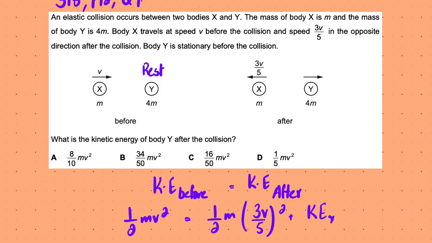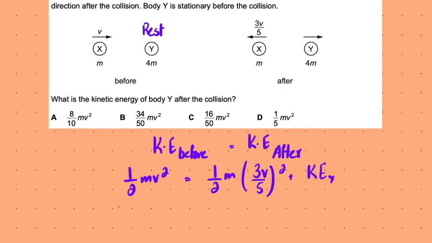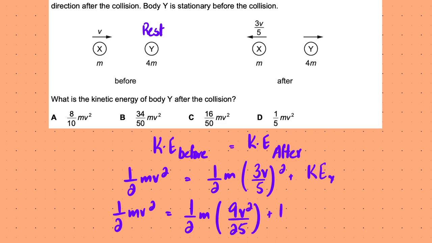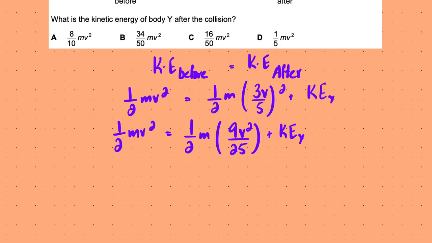So from here on out, this is just math. Half m v squared equals half m into (3v by 5) squared. So half m, and the square of 3 is 9, the square of 5 is 25, plus kinetic energy of y. Next step, you can just do some algebra. Kinetic energy of y would be half m v squared minus this thing.